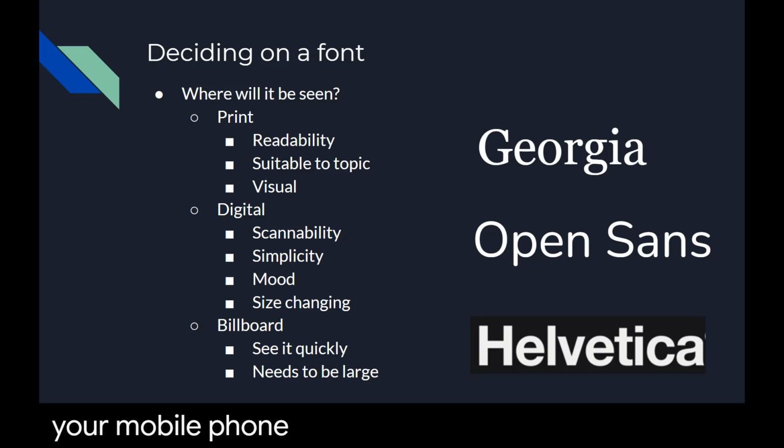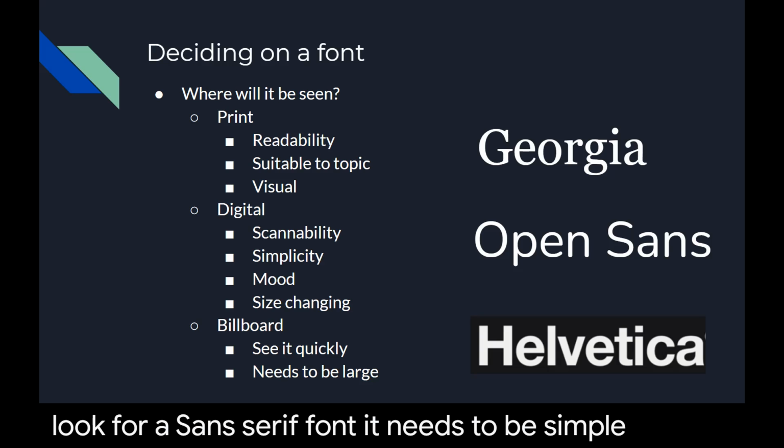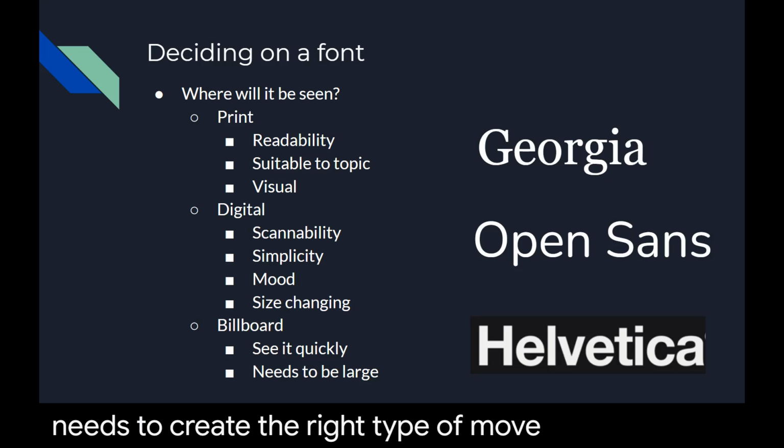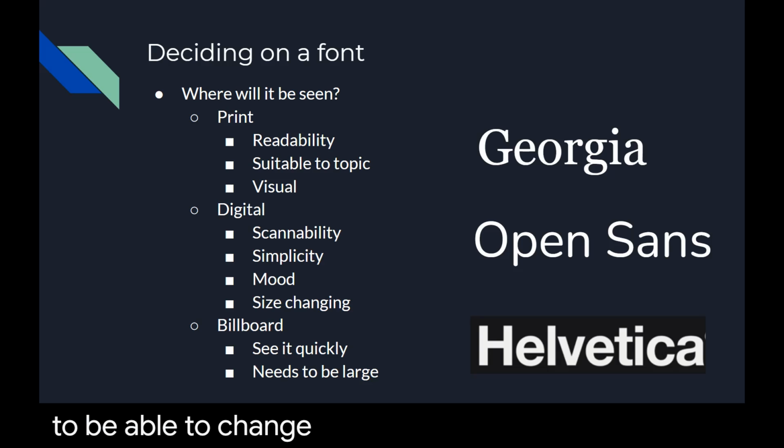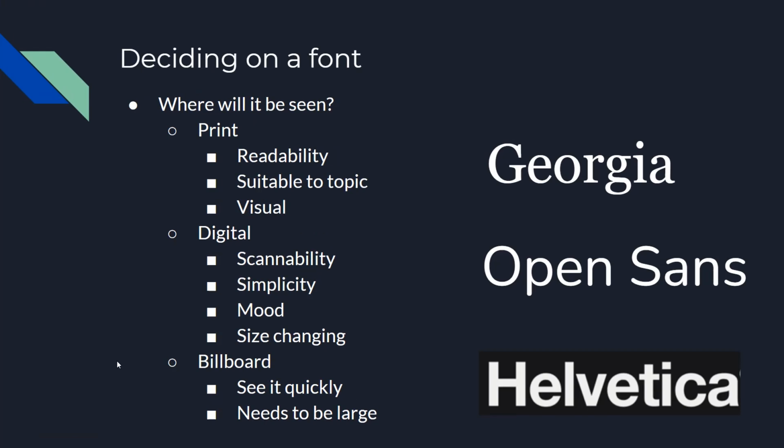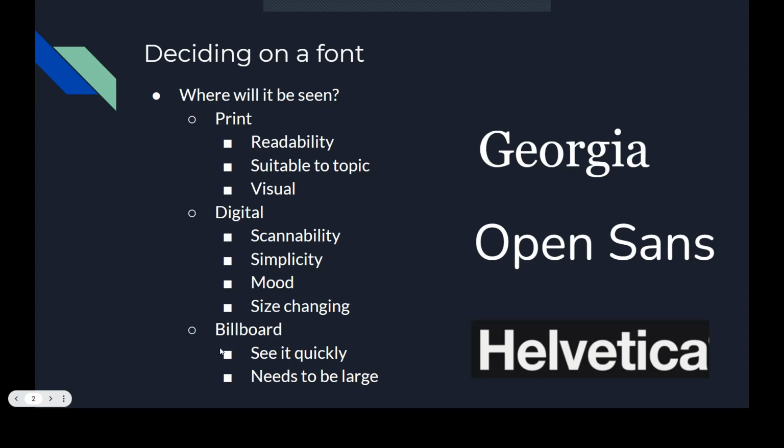whereas for digital publication, like on a website or on your mobile phone, you really need it to be scannable. It needs to be easy to read. So you kind of want to look for a sans serif font. It needs to be simple. It needs to create the right type of mood, and it needs to be able to change sizes while still being readable. So something like an Open Sans font might be more appropriate.